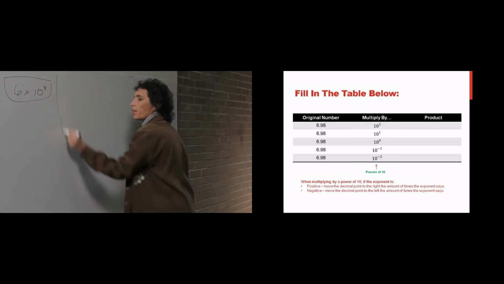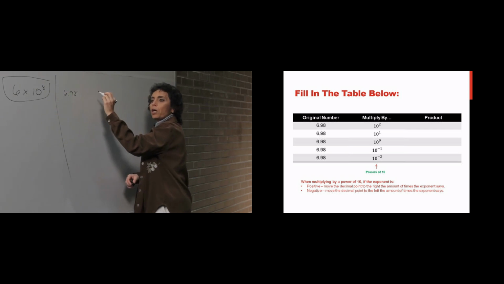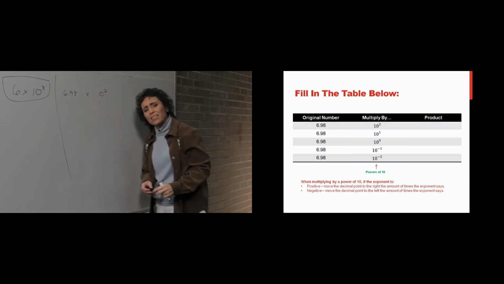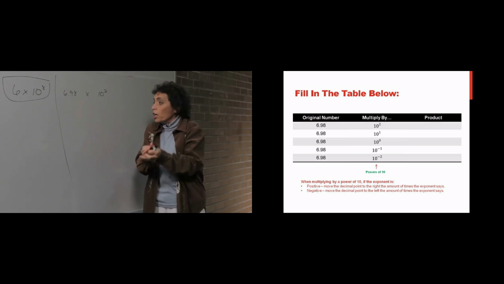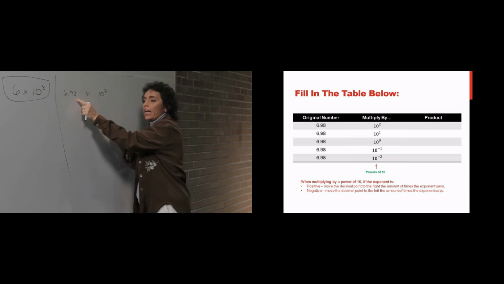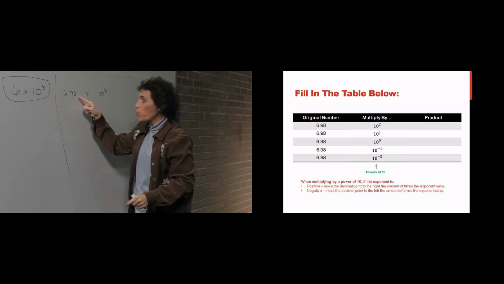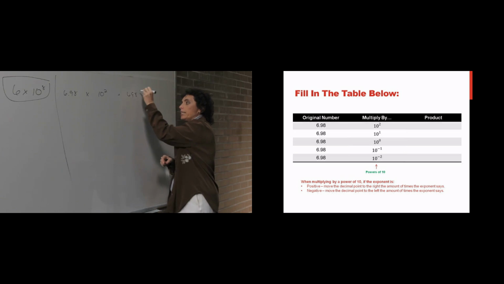Okay, so the first thing is 6.98. It says 6.98, and it's multiplied by 10 to the second. So we're multiplying 6.98 times 10 to the second. 10 to the second really means 10 squared, which is 100. So you're really taking 6.98 and multiplying it by 100. We know we have to move the decimal point to the right 2 places. So that's going to be 698.